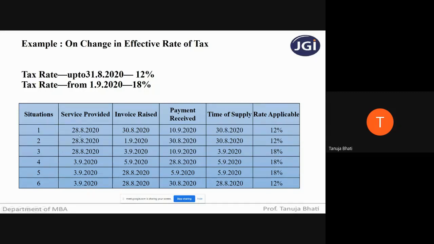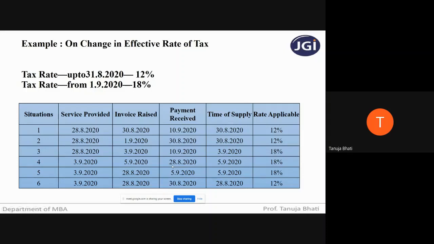Your fourth scenario is services provided afterwards, because it is provided on 3rd September. Invoice is raised on 5th September and payment is received on 28th August. So what is happening here in this case? Service is provided afterwards, invoice is raised afterwards, but payment is received before.